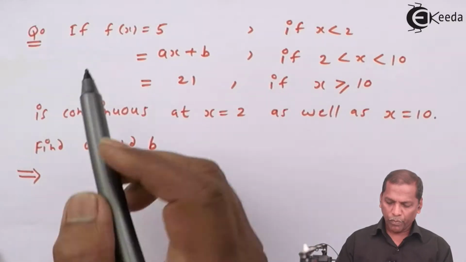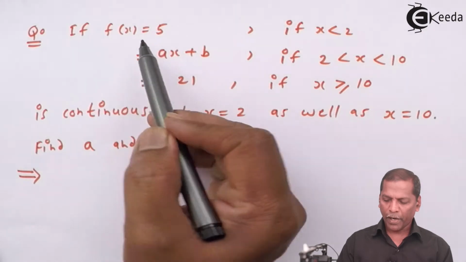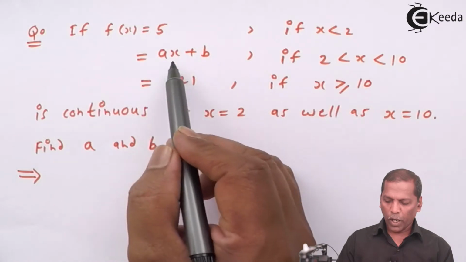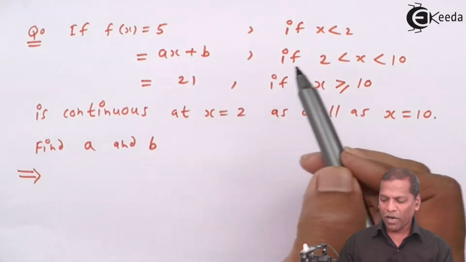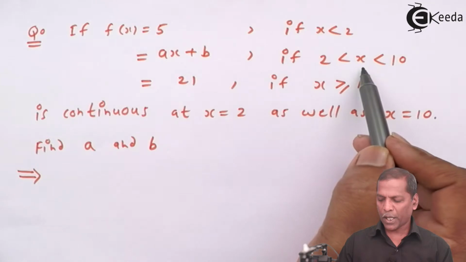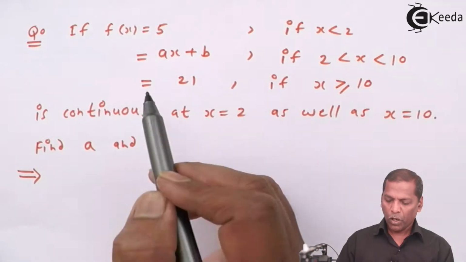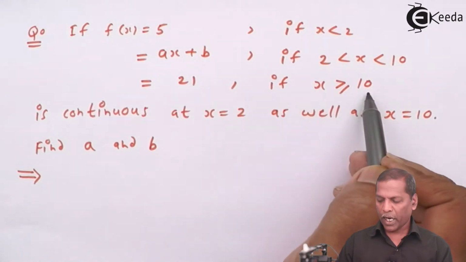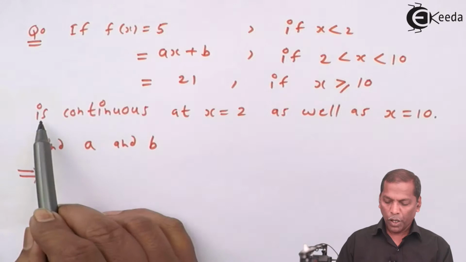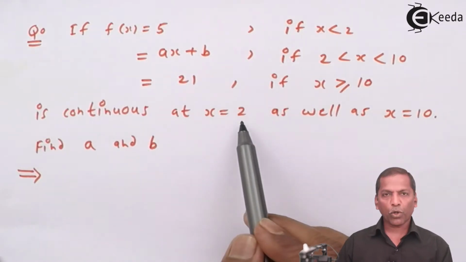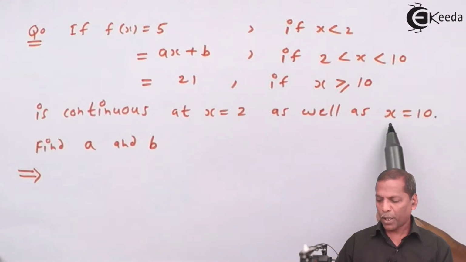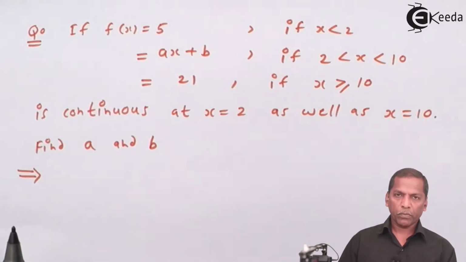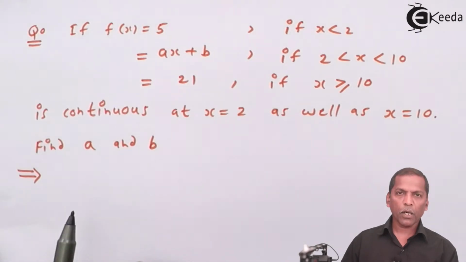The question is: if f of x is equal to 5, if x is less than 2; equal to ax plus b, if 2 is less than x less than 10; equal to 21, if x is greater than or equal to 10, is continuous at x equal to 2 as well as x equal to 10. Find a and b. Now let's see the solution.